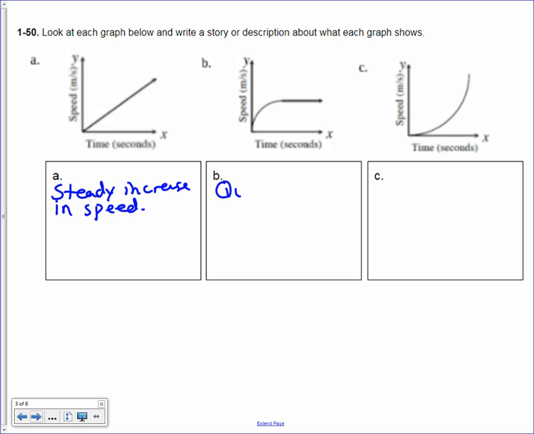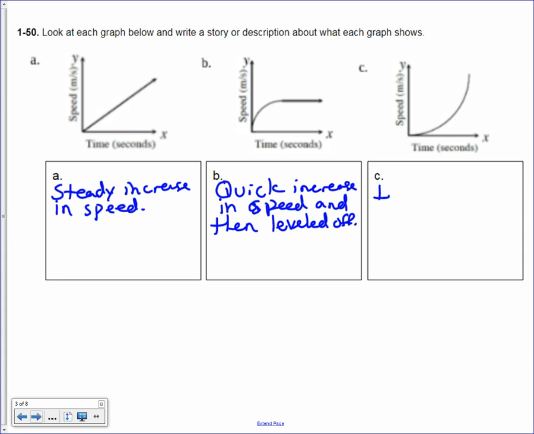B, it had a quick increase in speed, and then leveled off. And then in C, it increased acceleration speed more and more. So it increased its speed more and more. So it's different from the first one, that this one had a steady, so it's constant in speed.